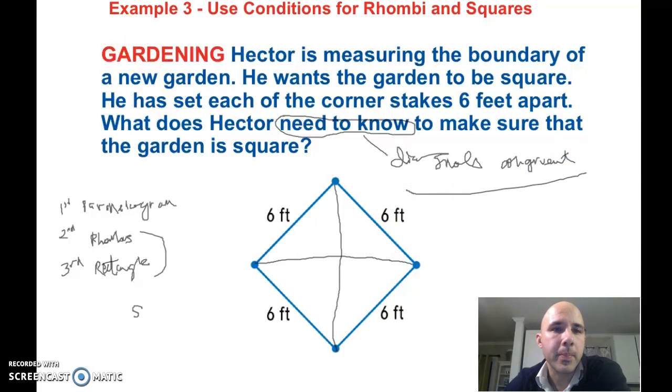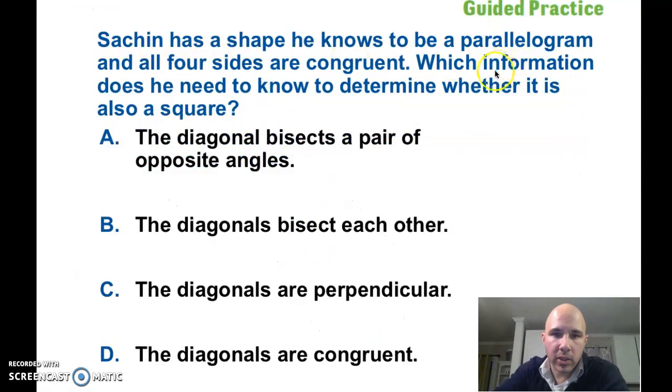Thank you. All right, this is your guided practice for example 3. Sachin has a shape he knows to be a parallelogram. All 4 sides are congruent. Which information does he need to know to determine whether it is also a square?